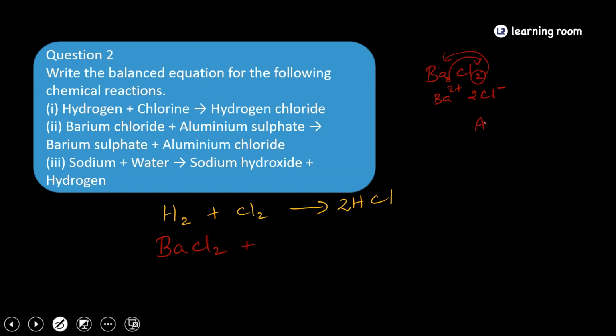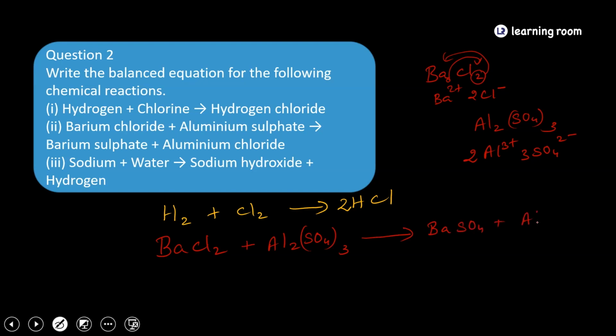Aluminum sulfate means Al2(SO4)3, because Al3+ and SO4 2-, so 2 Al3+ and 3 SO4 2-. So when you are combining these two, it gives Al2(SO4)3, because 3 twos are 6, 3 twos are 6. So the charge also neutralizes. Al2(SO4)3 gives barium sulfate, BaSO4, and aluminum chloride, AlCl3.